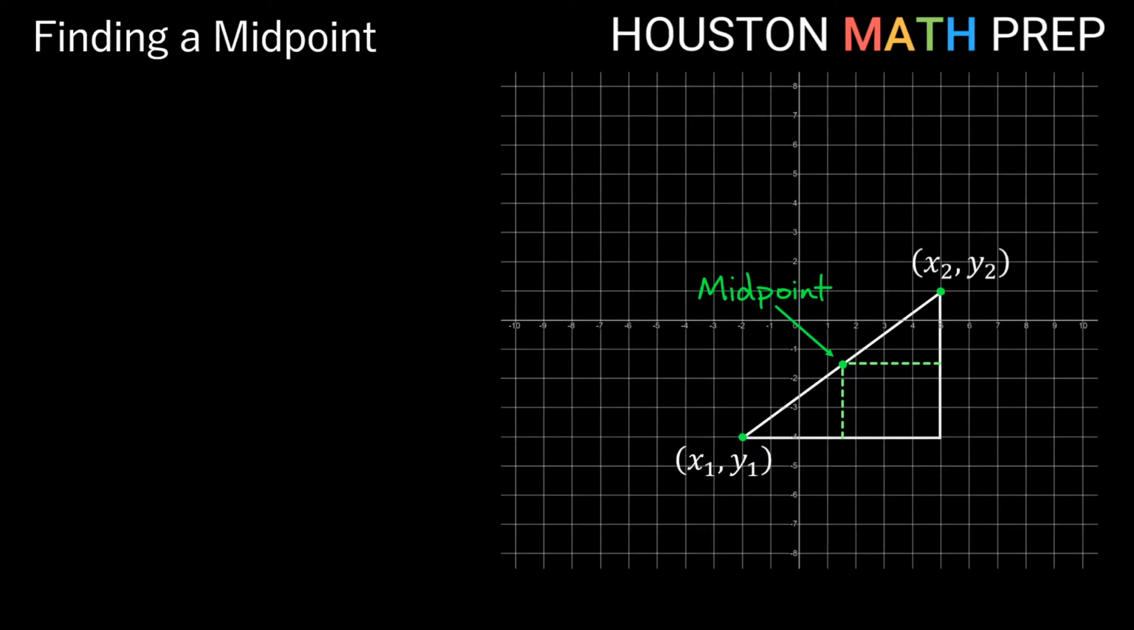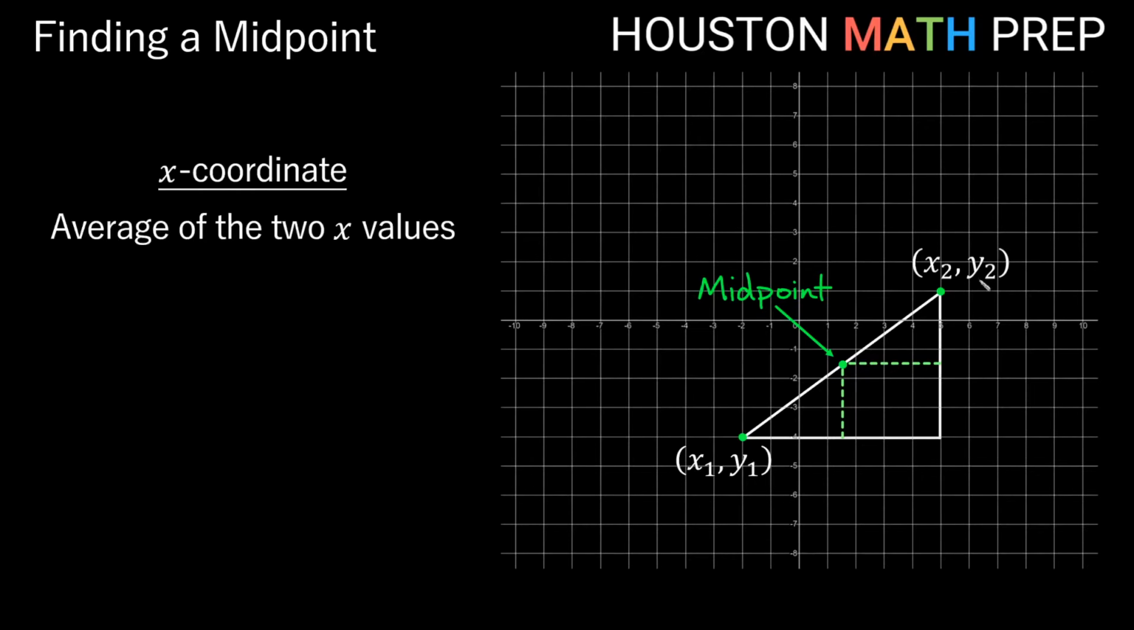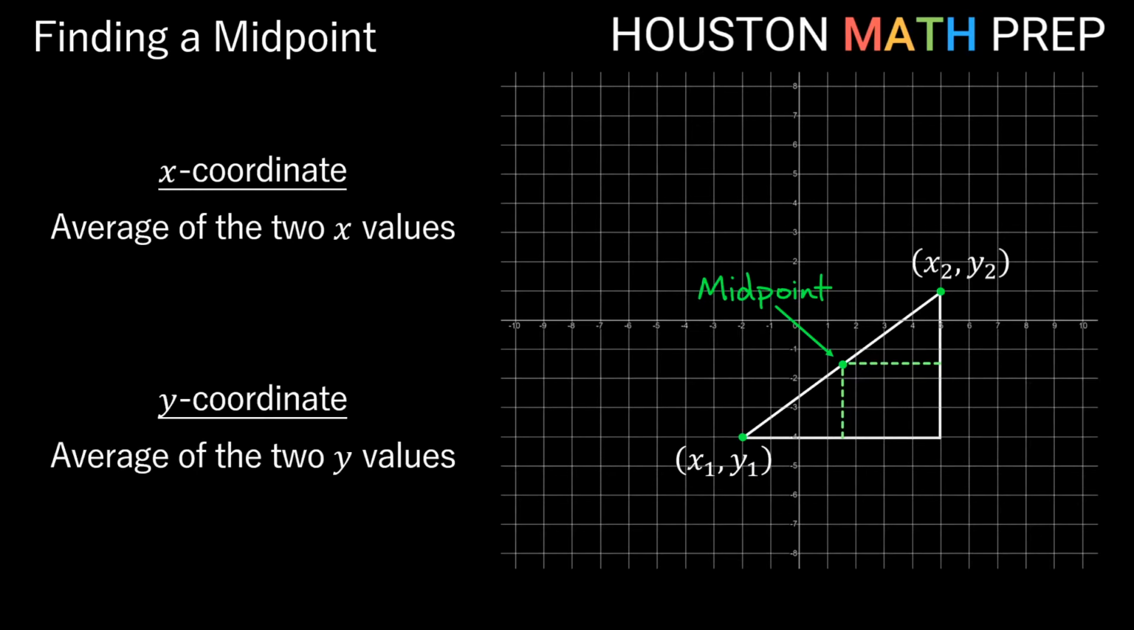So we'll go ahead and label our 2 points x1, y1 for my first point, and x2, y2 for my second point. And since we know that this midpoint is going to be halfway between these two x values, x1 and x2, then the way we could find the x-coordinate of this midpoint is just to simply take the average of the two x values we have here. We could do a similar thing if we want to find the y value for this midpoint. We could simply take the average of y1 and y2, the average of those two y values.